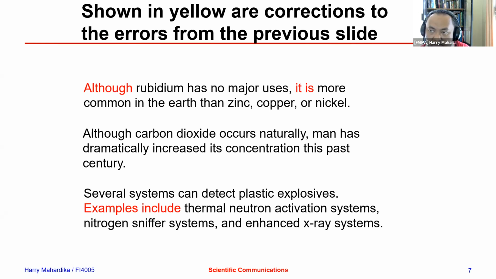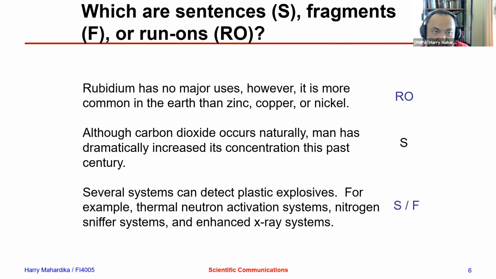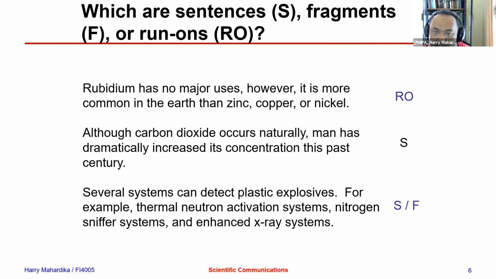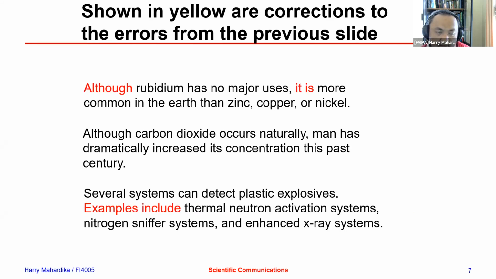Okay, one alternative that we can do to improve the original sentence or the original format of this example. So, "Although rubidium has no major uses, it is more common in the earth than zinc, copper, and nickel." So instead of "rubidium has no major uses, however, it is more common in the earth than zinc, copper, and nickel," to improve this one, we can change the sentence as this one by replacing "however" with adding "although" and "it is" into the sentence.